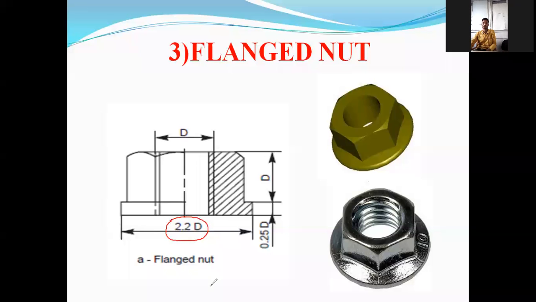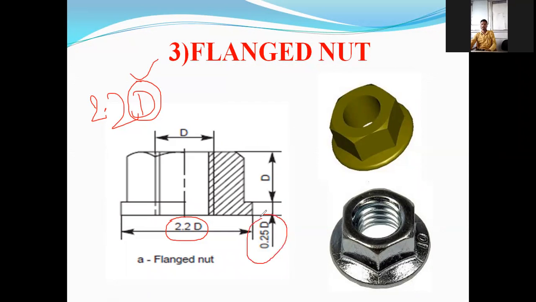So here it is. How much is it? 2.2 D. Suppose your answer is 2.2 D, but what is D in this case? Nominal diameter. And what is the thickness of the washer used in a flange nut?